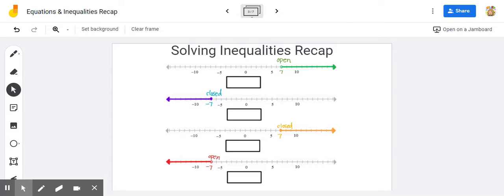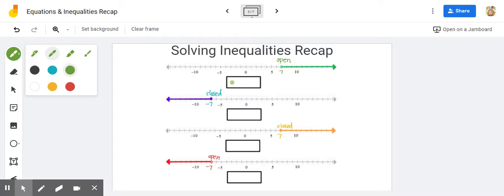All right, inequalities, just as a quick recap, guys. If I am an open dot at 7 and I am pointing to the right, then my inequality I could write as, let's say, x, just for giggles. If I'm open and pointing to the right, then my symbol is greater than 7. If I'm a closed dot and I'm pointing to the left at negative 7, I'm pointing to the left and I am closed, I put an underline.